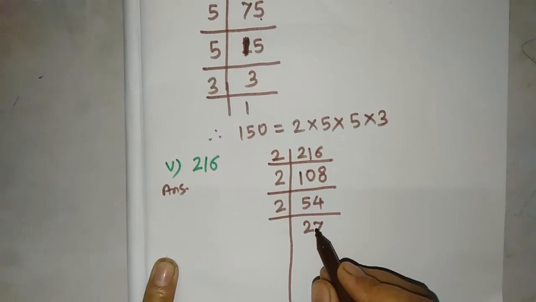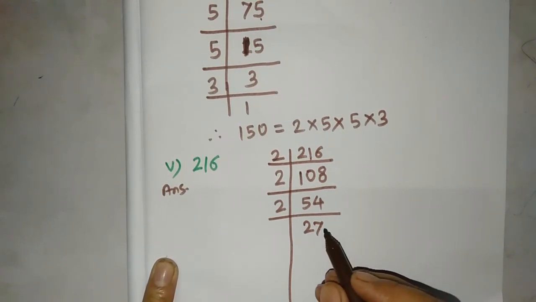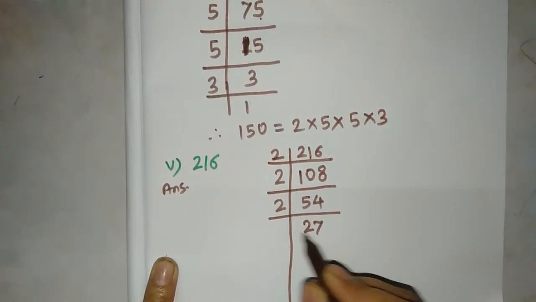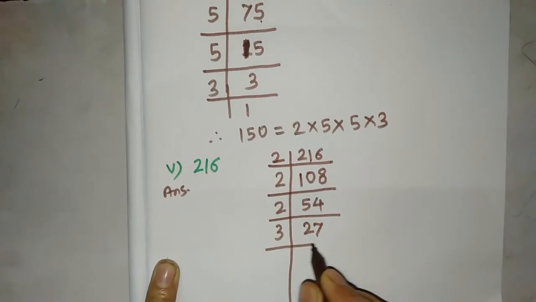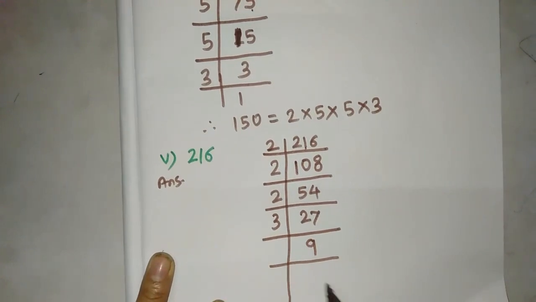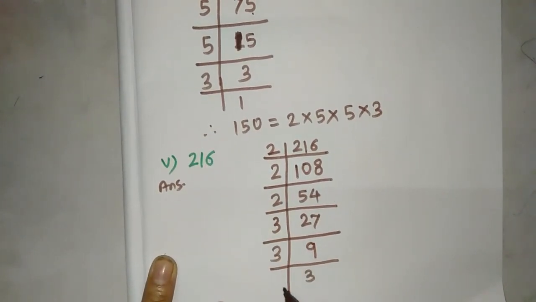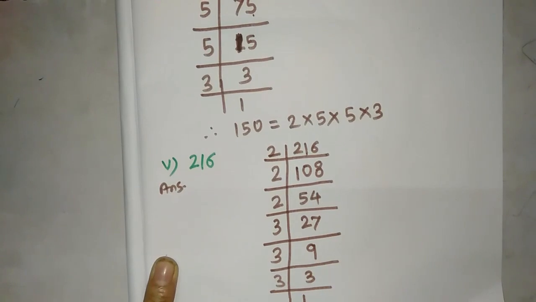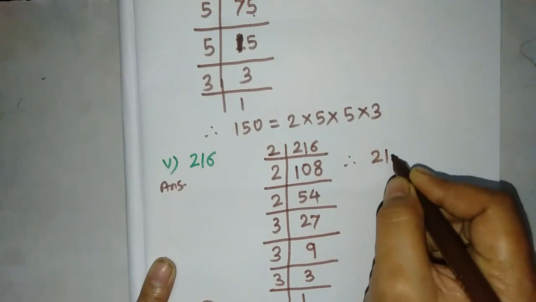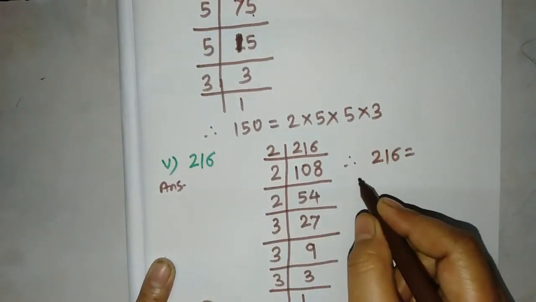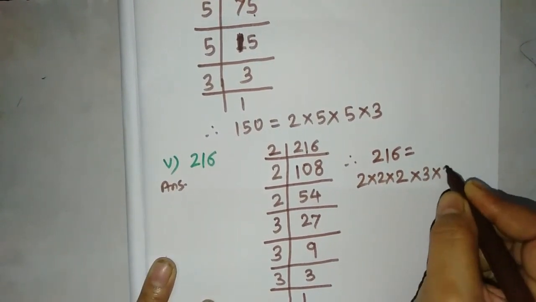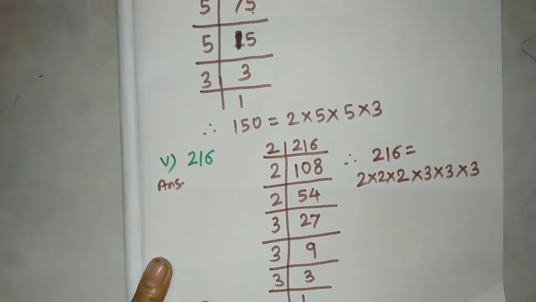Now 27 is not an even number, so it is not divisible by 2. Check whether it is divisible by 3 or not. Yes, 9 3s are 27. So 3 9s. And 9 is divisible by 3. 3 3s are 9. 3 1s are 3. So write down the multiplication form. 216 is equal to 2 multiplied by 2 multiplied by 2 multiplied by 3 multiplied by 3 multiplied by 3.